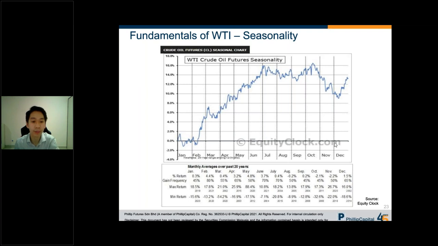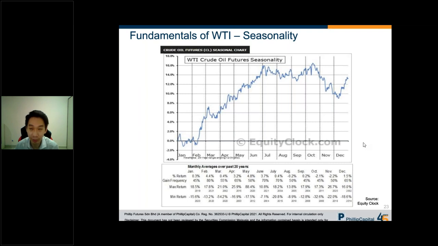As you can see, these are some of the statistics. At the bottom part are some statistics on the monthly average over the past 20 years. This chart is a compilation of the average return of WTI crude oil over the past 20 years. If you want to request this slide, after this we will send an email. You can contact us through email and we will send you the slide for your reference, or you can rewind the video on our YouTube page.